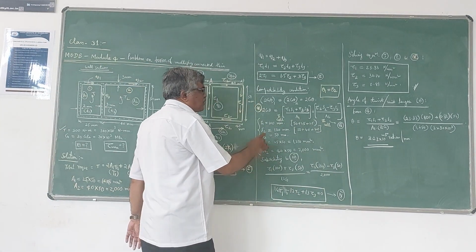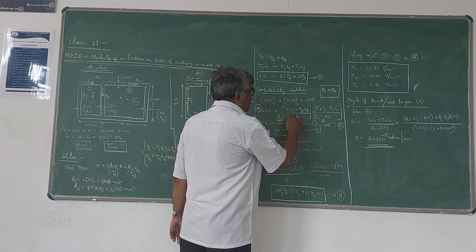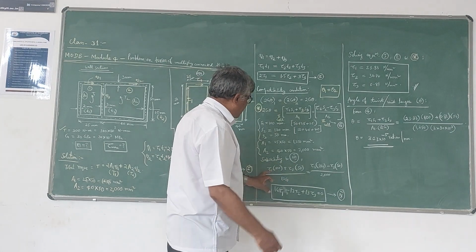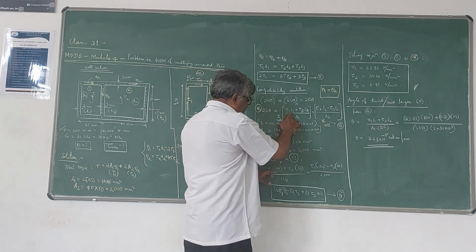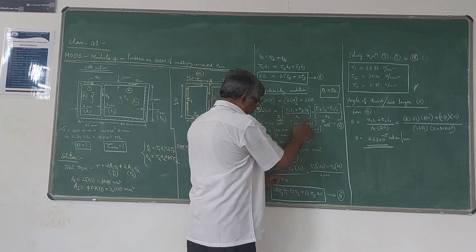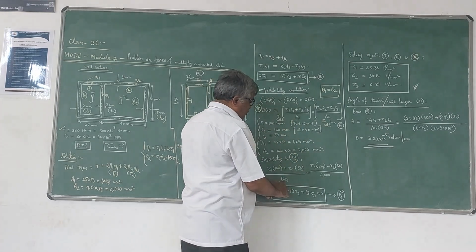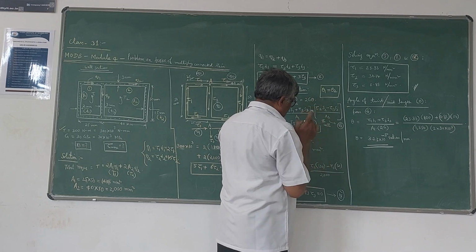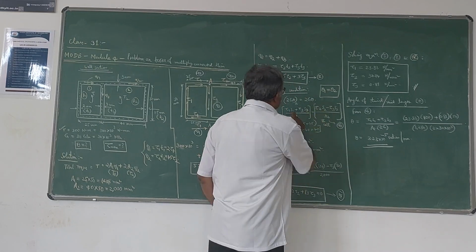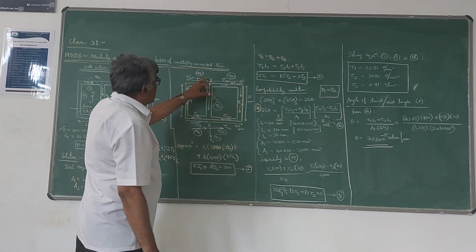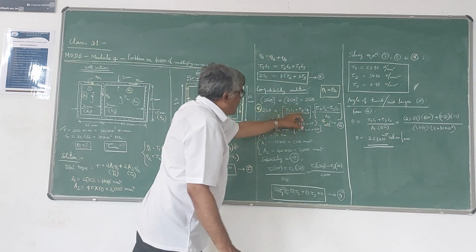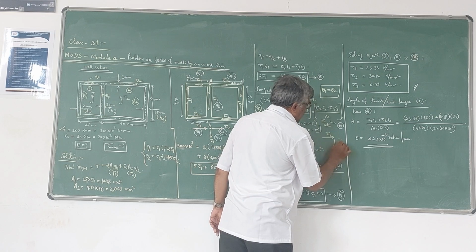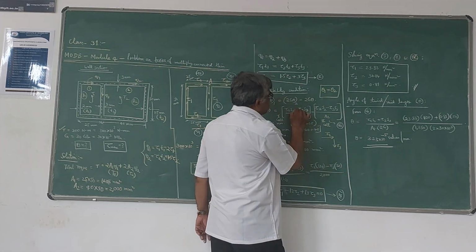Now if you substitute these things in equation 3, which I have taken here, tau 1 into S1, which is 100, plus tau 3 into S3, which is 50, divided by A1, which is 1250, will be equal to tau 2 into S2. Now a minus sign will come here. Why is there a plus sign here? Because tau 1 and tau 3 are in the same direction. So tau 1 is like this, tau 3 is like this. They are running in the same direction. That is why it is plus here.